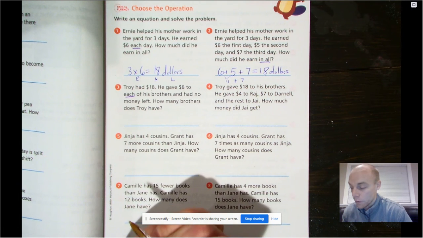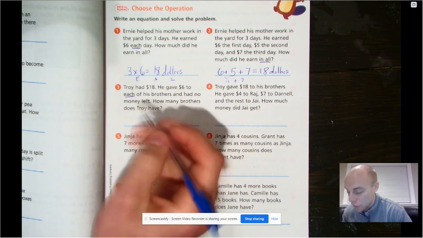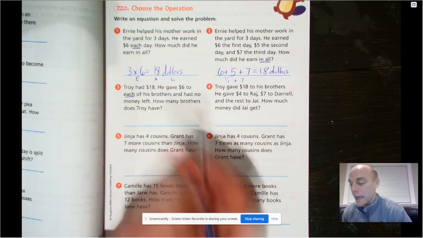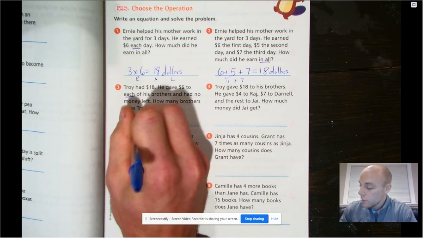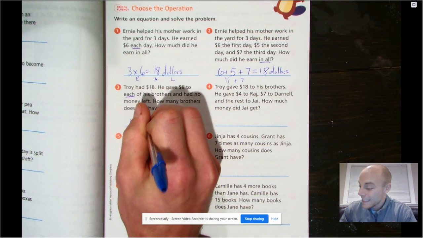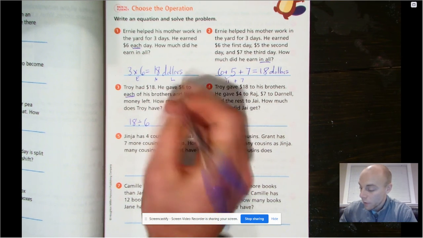Yes, we do know the total. So 18 is our total. He gave 6 to each of his brothers and had no money left. How many brothers does Troy have? So we do 18. We know the total. That's our total. Divided by 6 because he had $6 to each brother.